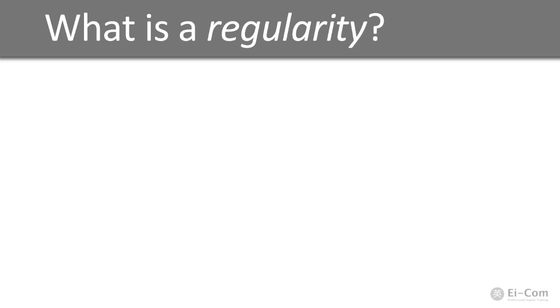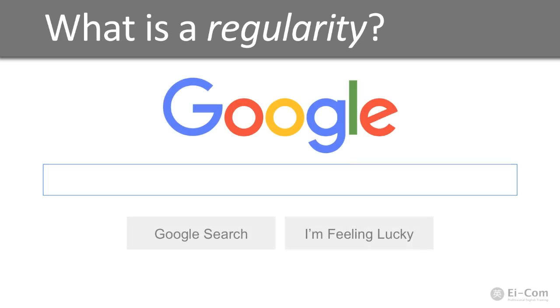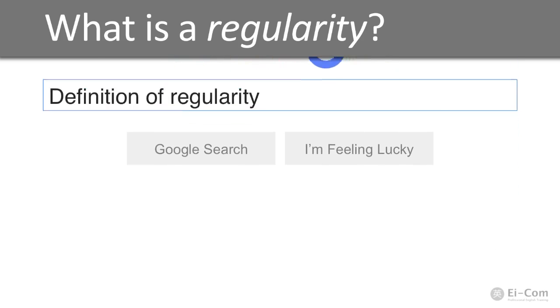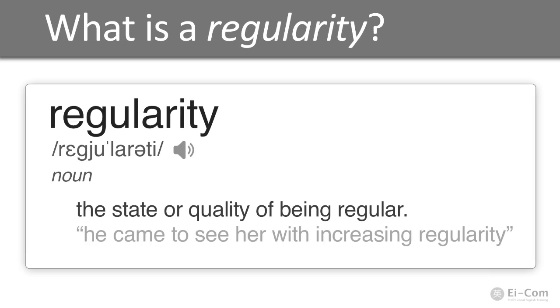You can check an English dictionary, or if you have an internet connection, you can simply use Google. Type in definition of regularity and press enter. Here we see that it is a noun, and the meaning is the state or quality of being regular.